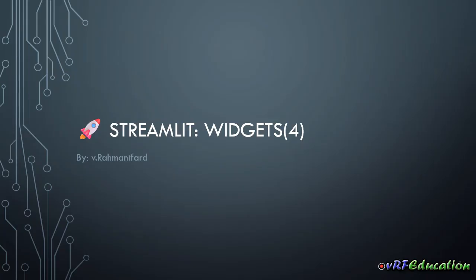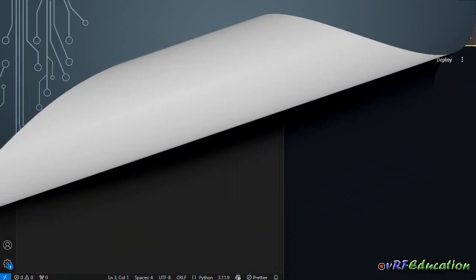Another useful feature in Streamlit is the file uploader widget, which lets users upload files for further processing within the application. And finally, we'll cover the download widget, which enables users to download processed data or generated content. These are all the widgets we will talk about in this session. Now, let's jump into VS Code and start exploring these widgets together.